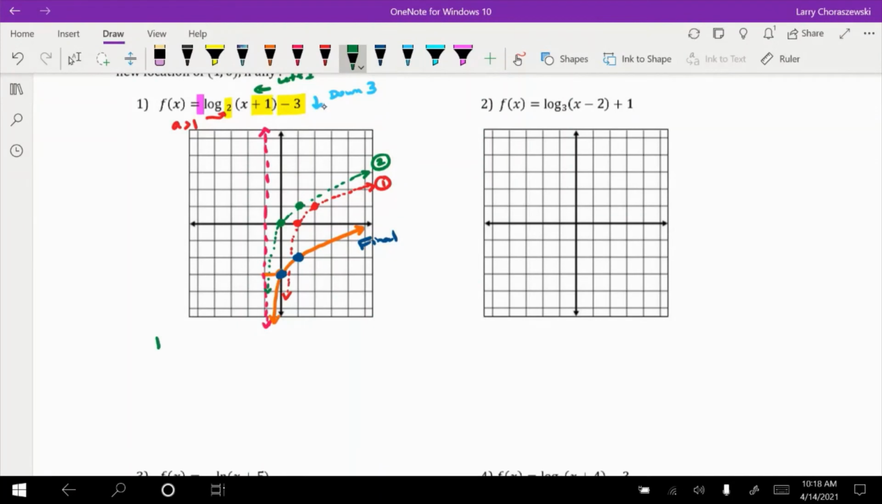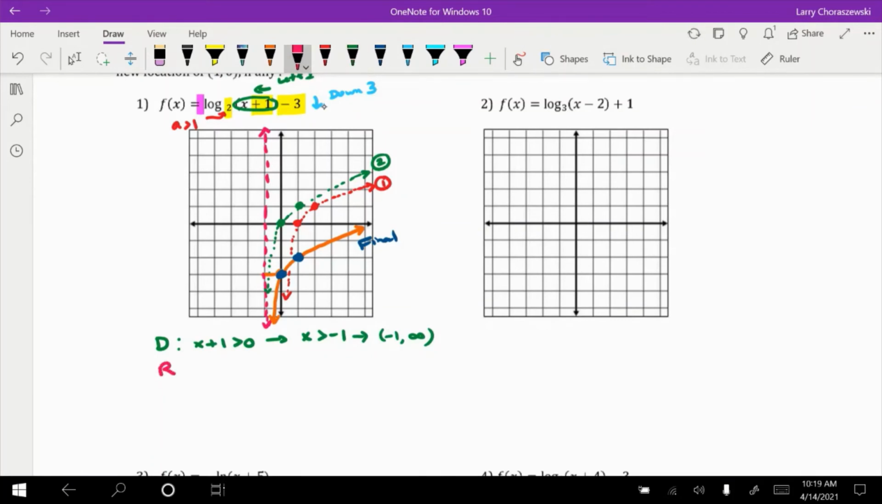So let's see how to work the domain. For the domain, we're going to set the inside x plus 1 greater than 0. And we'll solve this inequality by subtracting 1 from each side. And it would say that x is greater than -1, which in interval notation is parentheses -1 comma infinity. All right, and that can be verified using our graph, because if you look at our orange, our final graph, that's completely to the right of x equals -1. Okay, it's not 0 to infinity though, because we have one end of the graph getting close to the VA.